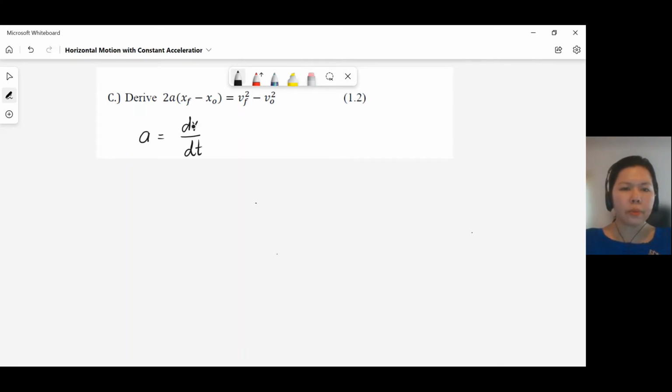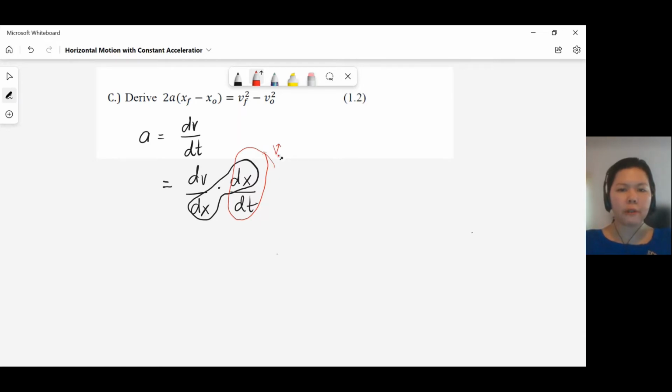But here we'll use the chain rule. dv over dt can also be written as dv over dx times dx over dt. Here we can see that dx over dx is just 1, leaving dv over dt. So dv over dt is equivalent to dv over dx times dx over dt by chain rule. Notice here that dx over dt is just the instantaneous velocity, v. So the right side can be written as dv over dx times v. Okay, so we now have a equals dv over dx times v.